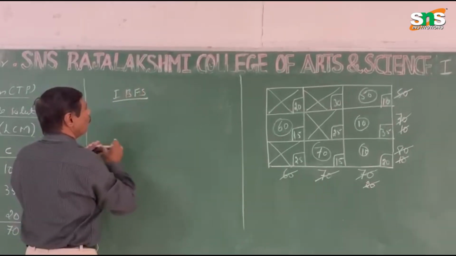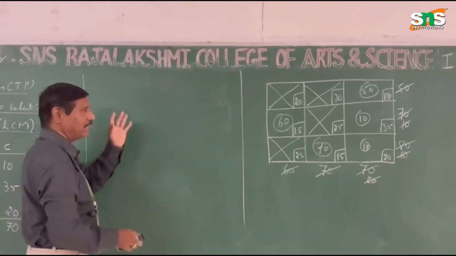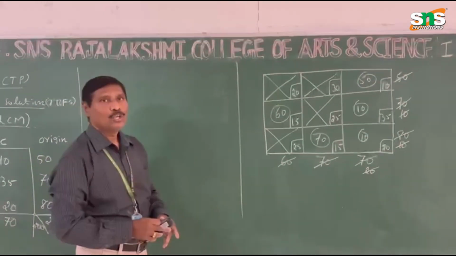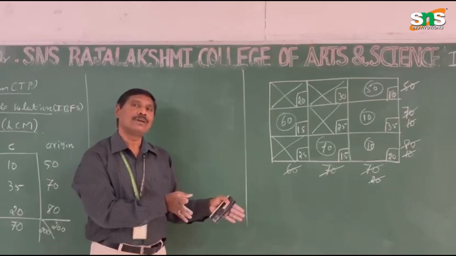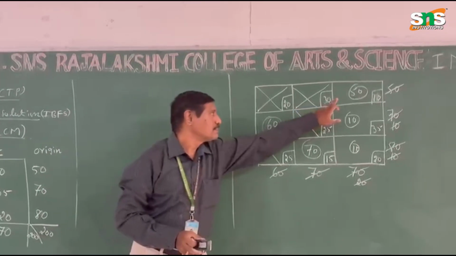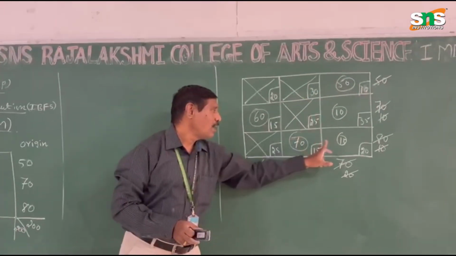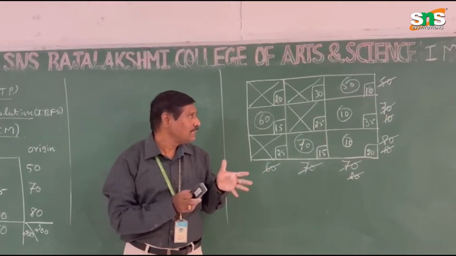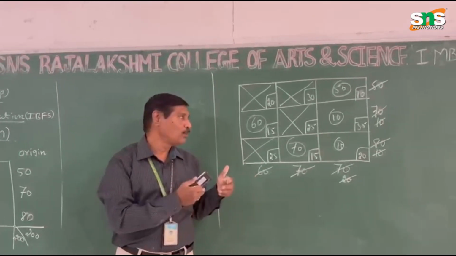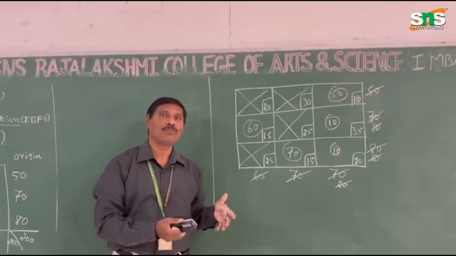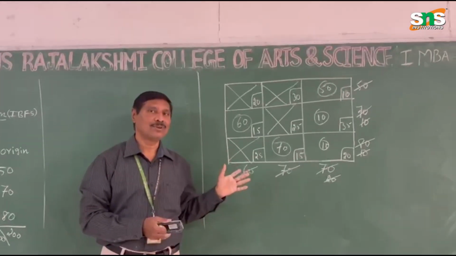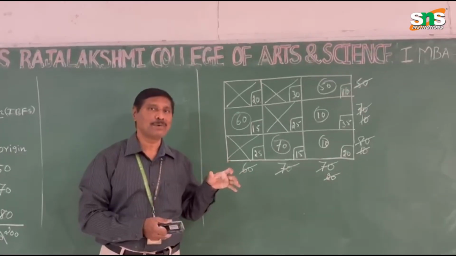Before that, we check whether it is degenerate or non-degenerate, using the number of basic cells equal to m plus n minus 1 formula. The number of basic cells means the occupied cells. So these are all occupied cells. Among these cells, we have 5 occupied cells. Is it enough, or do we need one or more cells? We check it using the formula m plus n minus 1.